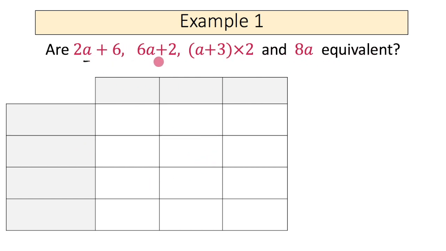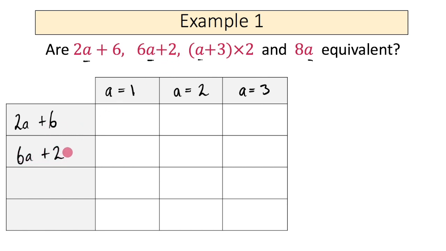Now, I see that the pronumeral that I'm using is A, so at the top here, I'm going to say A equals 1, A equals 2, A equals 3. Then down my left-hand column here, I'm going to be putting down all of these expressions. So I'm going to have 2A plus 6. Then I'm going to have 6A plus 2. Then I'm going to have A plus 3 times 2. Now I'm going to write that a little bit differently. I'm going to write it as 2A plus 3 because that's a nicer way to write it. And then finally 8A.